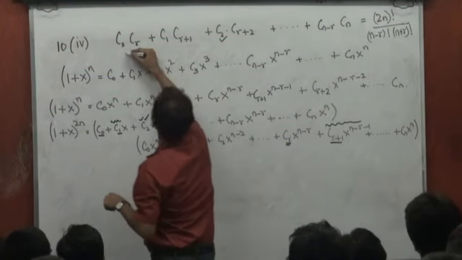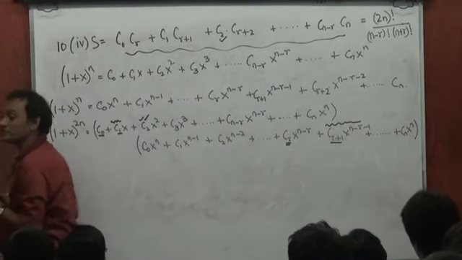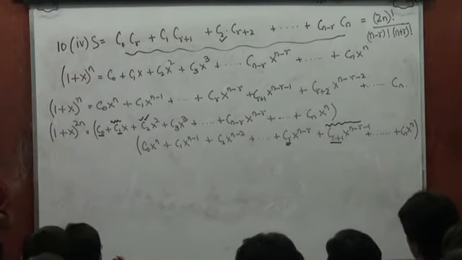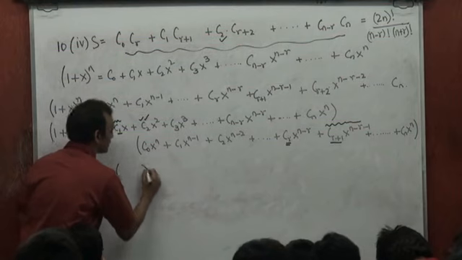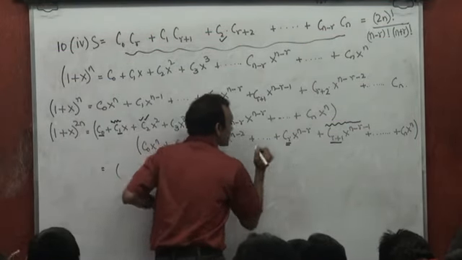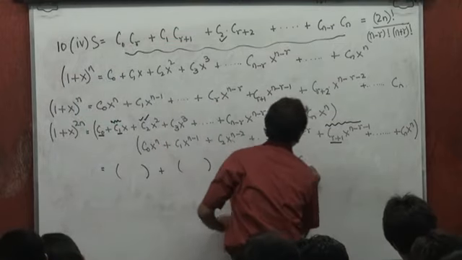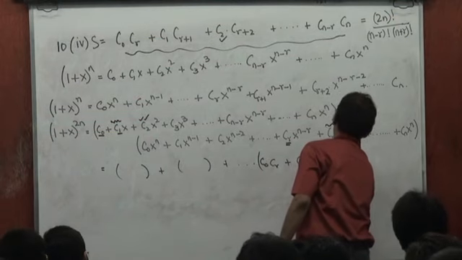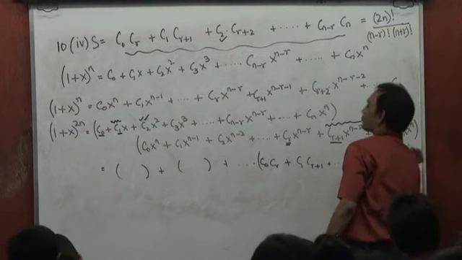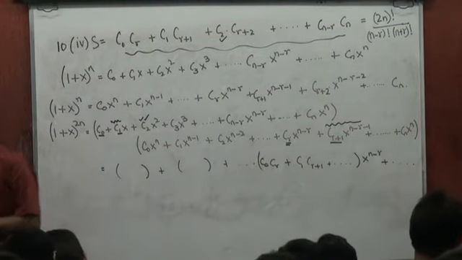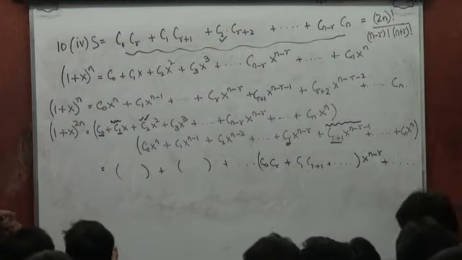That means all these terms in the required summation S appear as the coefficient of x^(n-r). Yes or no? So then this is like the number of terms. And then you have C0 Cr plus C1 Cr+1 etc. The required summation surfaces as the coefficient of x^(n-r) on the right hand side. Yes. n-r, right hand side, yes or no, right?